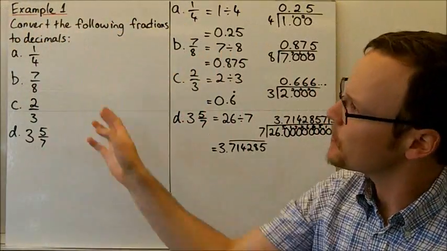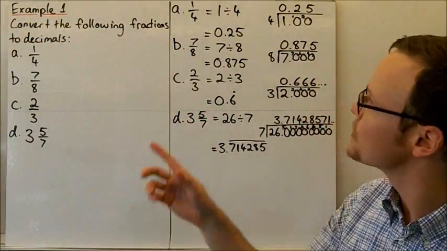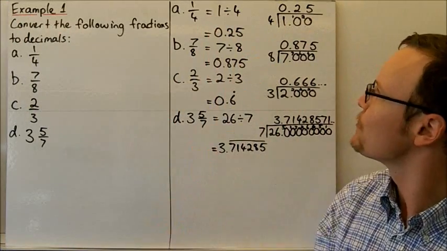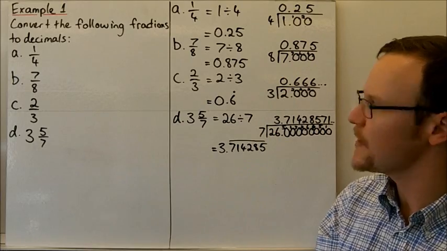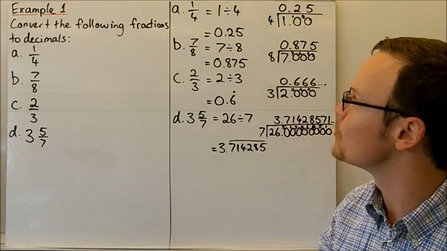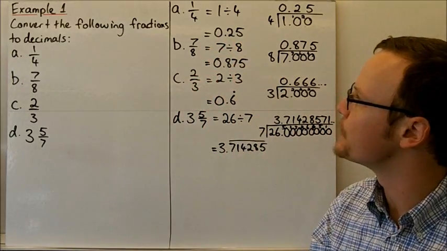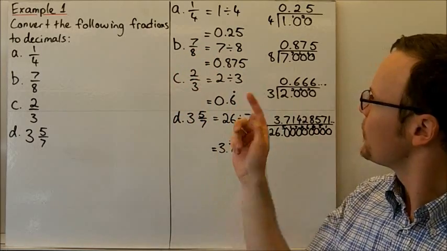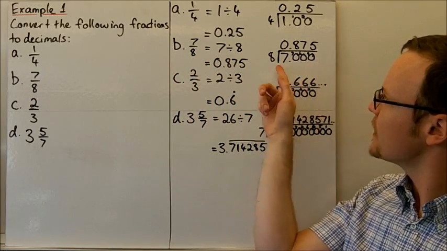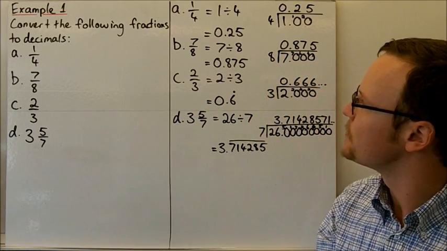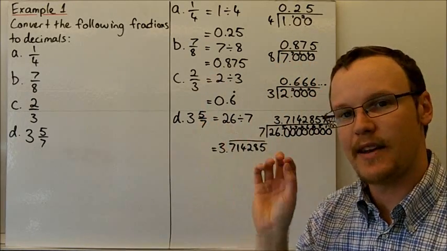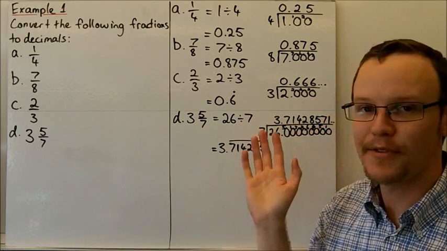Have a look at an example. Convert the following fractions to decimals. Firstly we've got a quarter, 1 divided by 4, we can do the short division on that, and we get 0.25. So that's a terminating decimal. 7/8 is 7 divided by 8, so we can do the short division on that, and we get 0.875. So 0.875, once again, a terminating decimal. It has a definite endpoint.